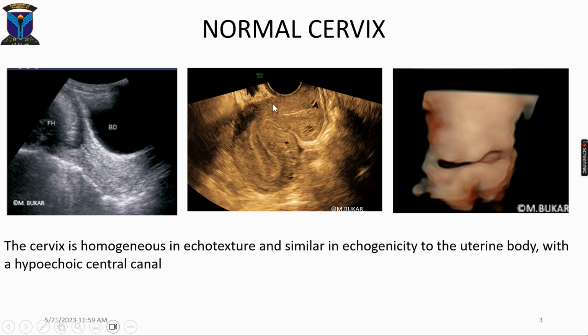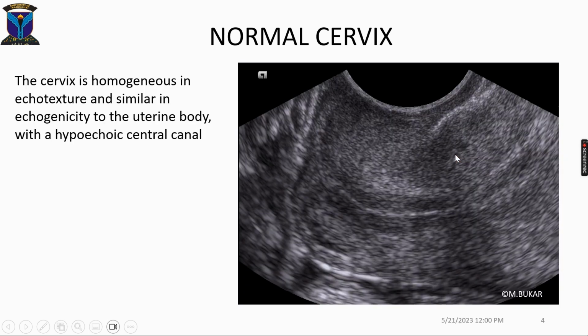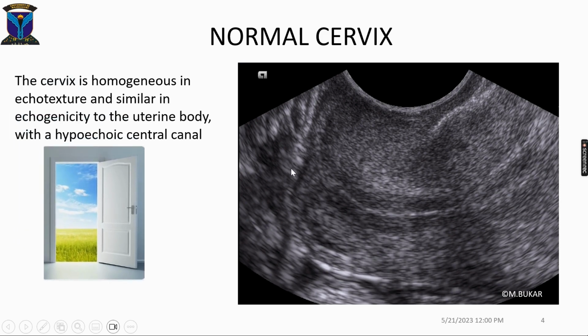You can see the anterior wall of the cervix, the posterior wall, the cervical canal, the cervical mucosa, and the stroma of the cervix. This is a 3D rendered image. Someone described the cervix as the door to the uterus. So this is the door to the uterus. The vagina, anterior lip of the cervix, posterior lip of the cervix.